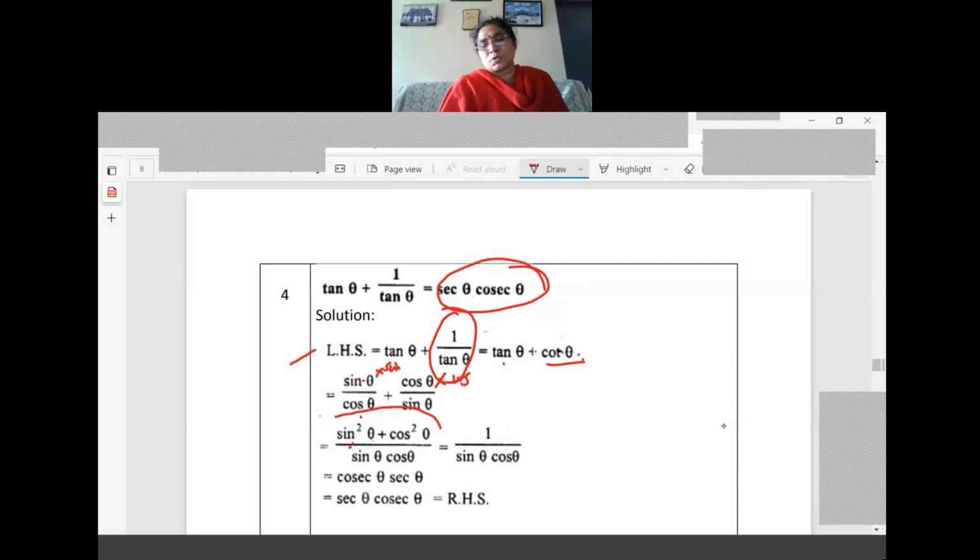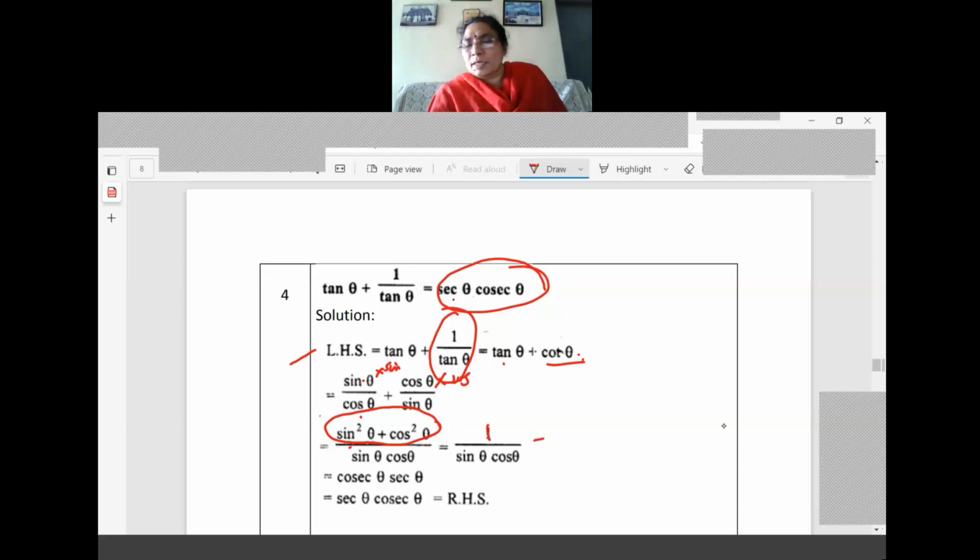So what does it show? Sine square theta plus cos square theta is equal to 1, the first identity. In the denominator, what happens? Sine theta into cos theta only. Still our answer is not coming. Our answer is what? Sec and cosec only. But in the denominator we have sine and cos.